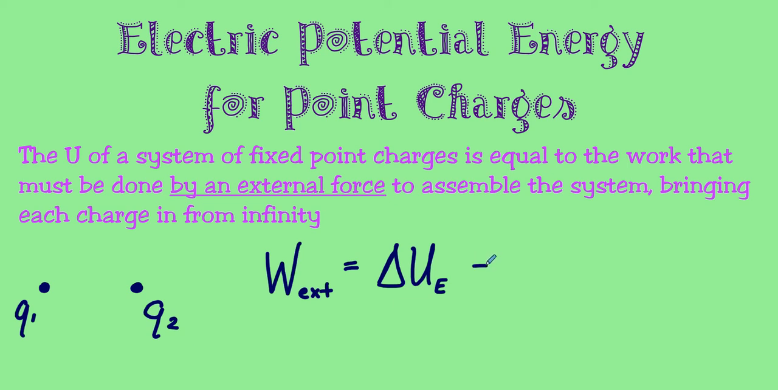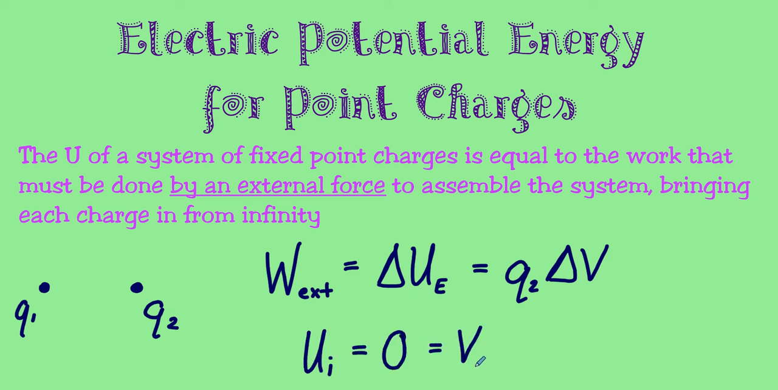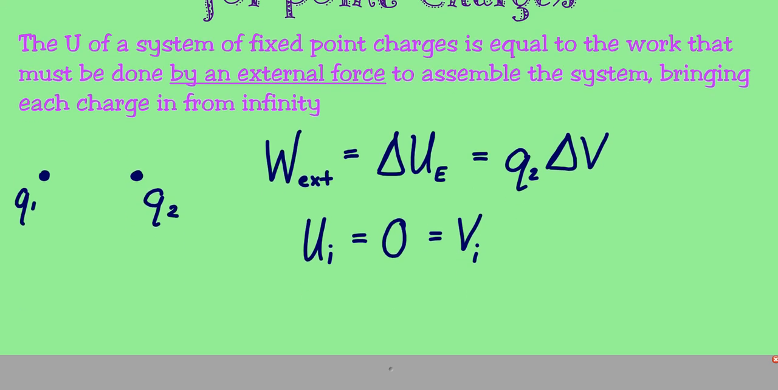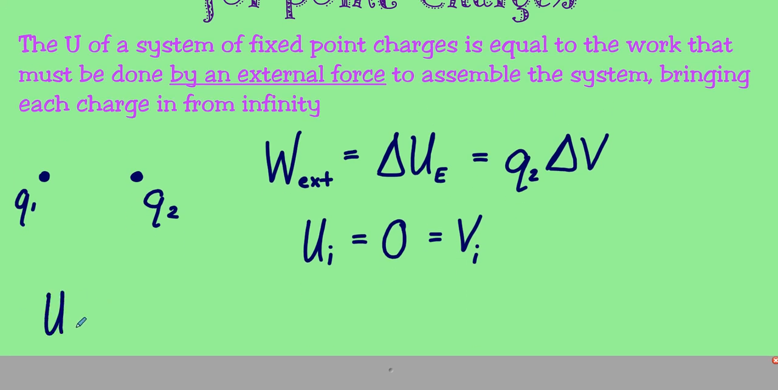And we also know that the change in electric potential energy is Q times the potential difference. In this case, Q2, since that's the one that we're actually moving. We can also say that the initial potential energy is equal to 0, thanks to the fact that Q2 started off infinitely far away from Q1. So at infinity, we say that the electric potential is 0. So then this tells me that the final electric potential energy would be equal to Q2 times V final.